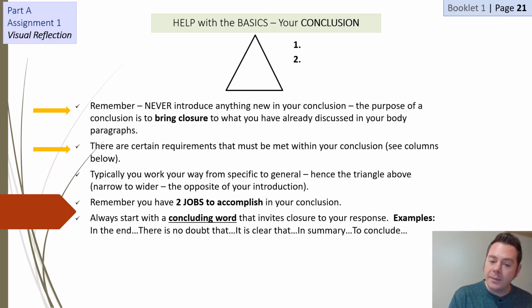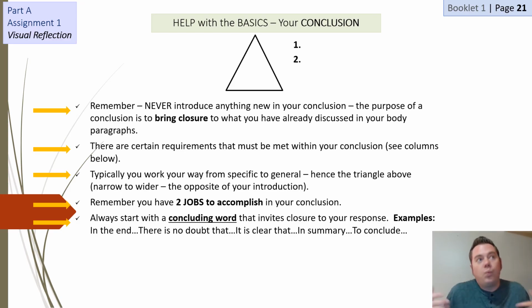So there are certain requirements that must be met within a conclusion. Typically, you work your way from specific to general, hence the triangle above there. It narrows to wide. So it's the opposite of the intro, which started really general and went to specific. We go from specific to general. Now remember, you have 2 jobs to accomplish in the conclusion. And you should always start with a concluding word of some sort that invites closure to the response, such as in the end, or there is no doubt that, or it is clear that, in summary, to conclude, or when one looks at the issue of, whatever.